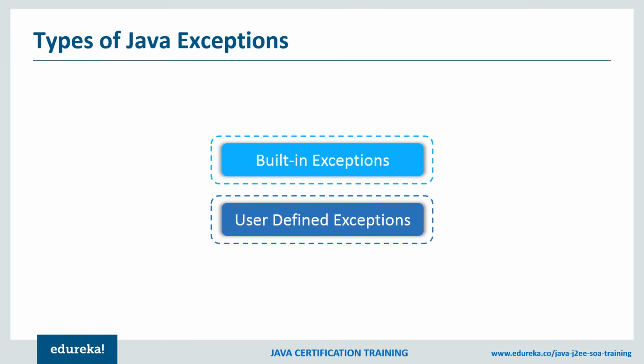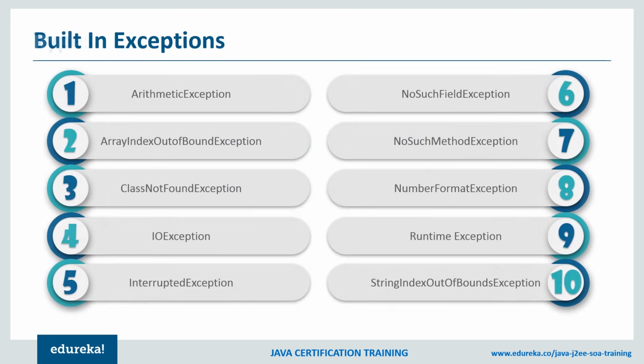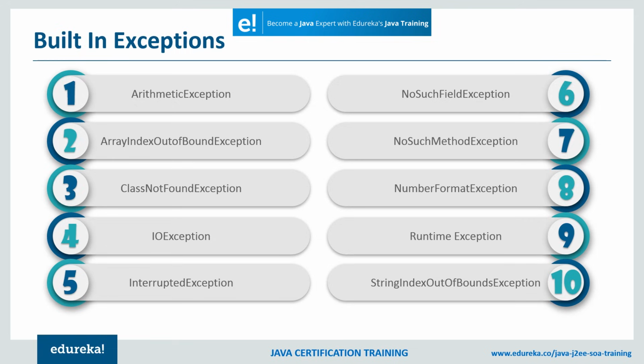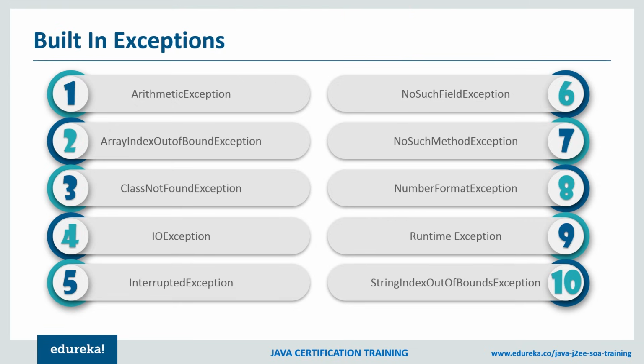Now let's see the various types of exceptions. So in Java, there are two types of exceptions. One, built-in exceptions, and the other one, user-defined exceptions. First, let's see what is built-in exceptions. These are the exceptions which are available in Java libraries, and they are suitable to explain certain error situations, like arithmetic exception, array index out of bound exception, class not found, IO exception, runtime exception, number format, etc. So let's see an example and understand how built-in exception works.